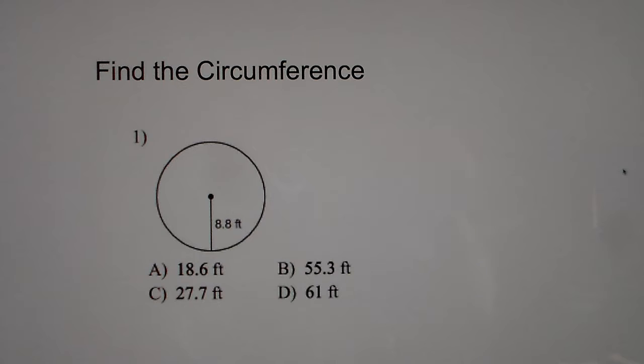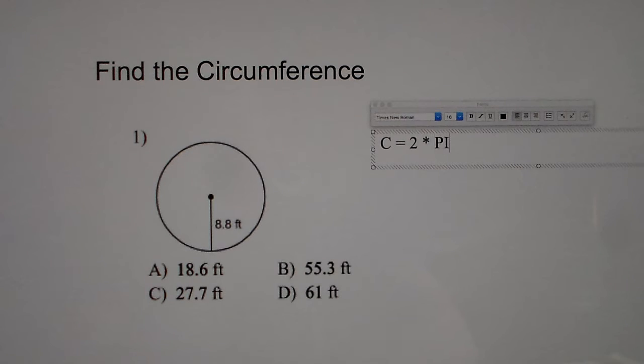Alright, number one, find the circumference. We're given a radius of 8.8. So according to the formula, our circumference is equal to 2 times pi times our radius, which is 8.8. Now we could put that right into the calculator. In this case, I'm just going to do 2 times 8.8, which gets you 17.6 times pi. And then we'll put it in the calculator to get a decimal.